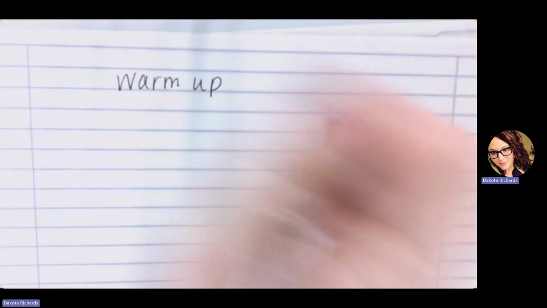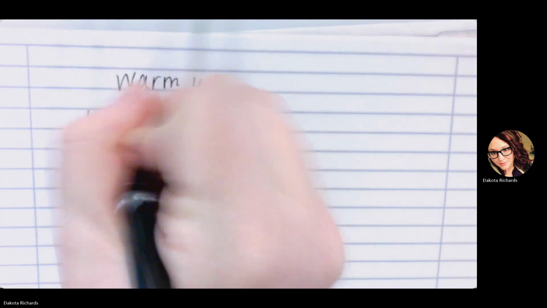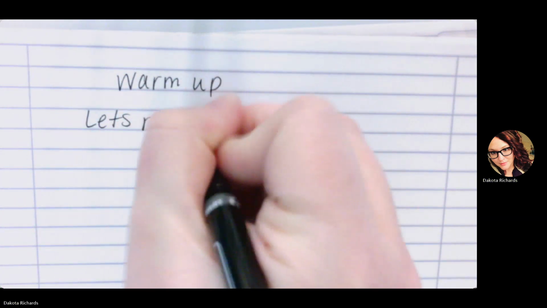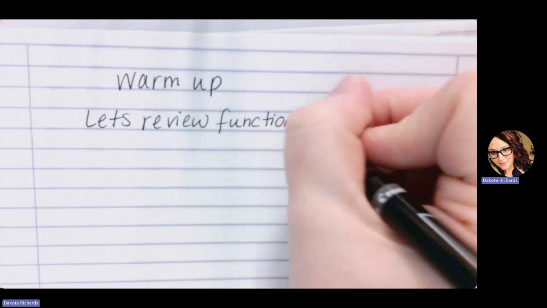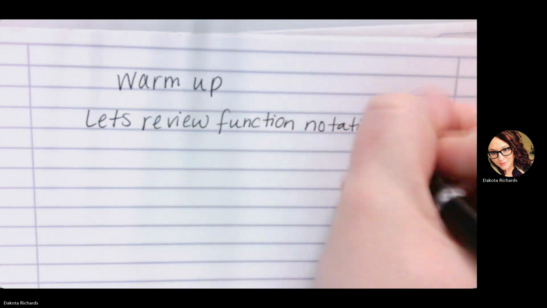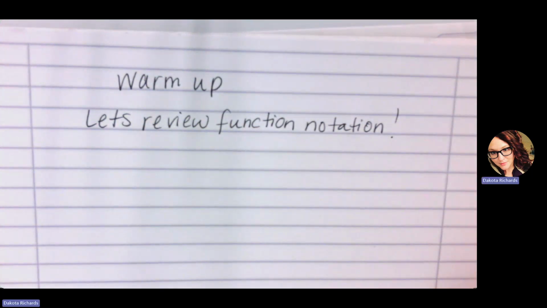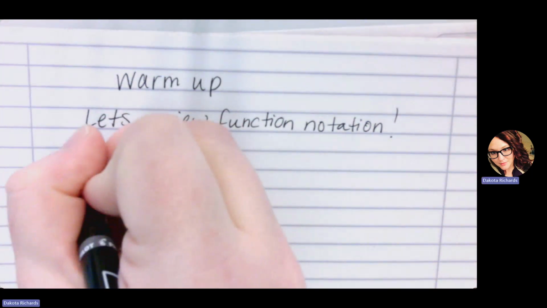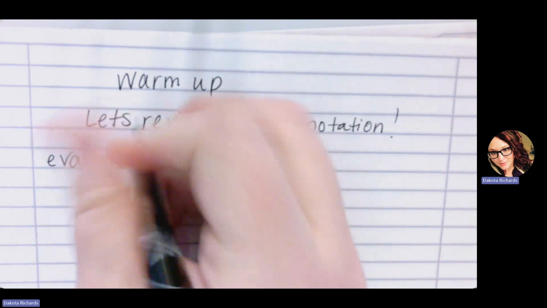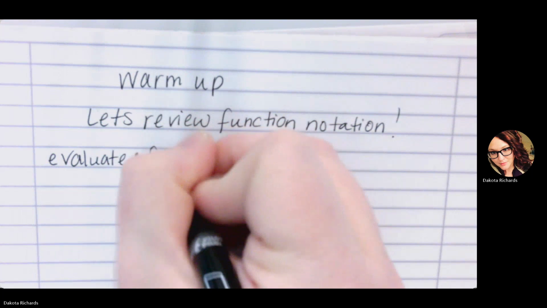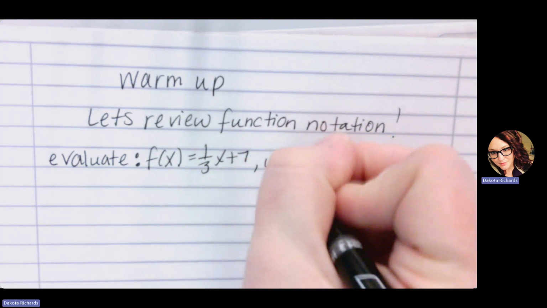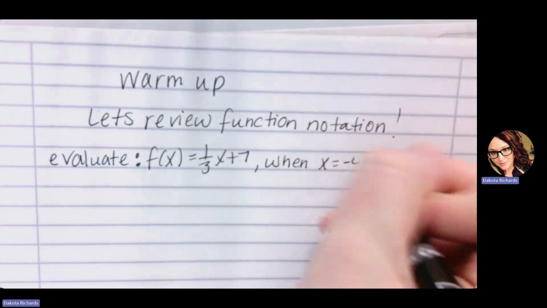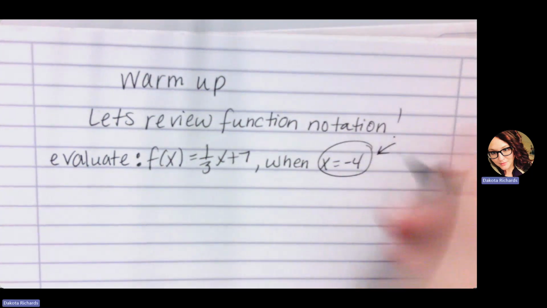So today we're working on function notation. So let's review function notation. The first one, we're going to evaluate the function f of x equals 1/3 x plus 7 when x equals -4. That's your input.